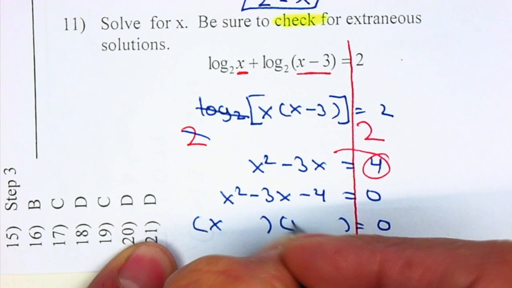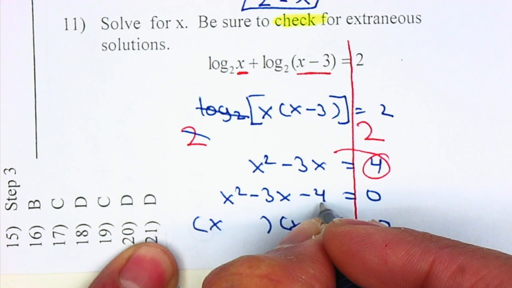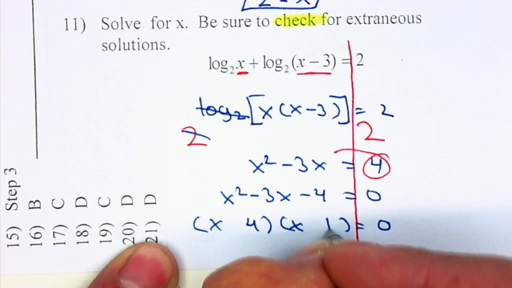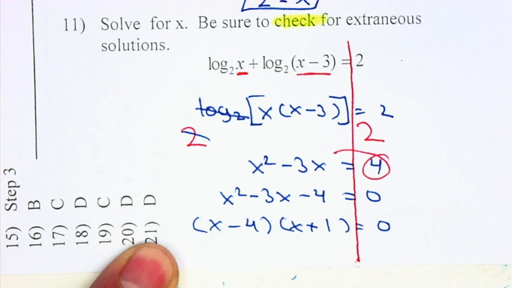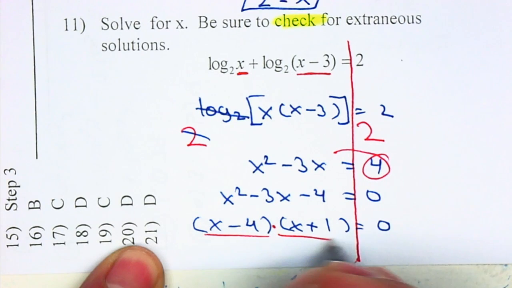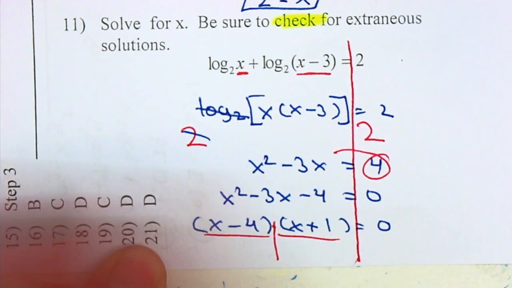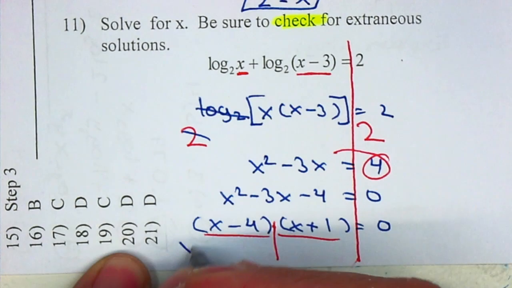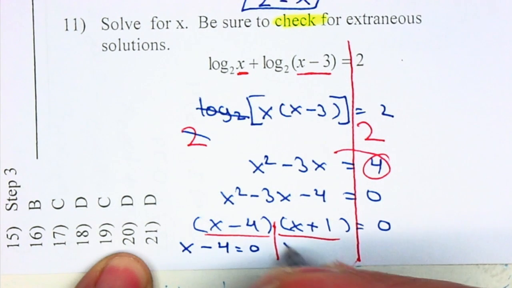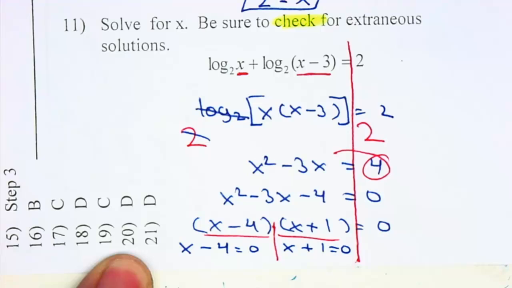We have an x and an x. Factors of 4 will be 2 and 2 or 4 and 1. I'm going to use my 4 and my 1, negative and positive. Since they are multiplying and it's equal to 0, I'm going to use my zero product property. That means that one or both have to be equal to 0.